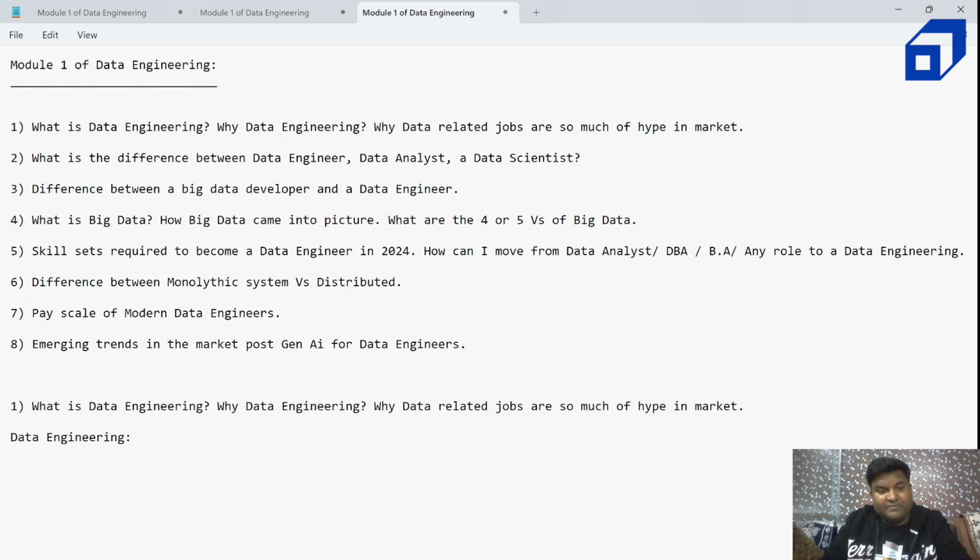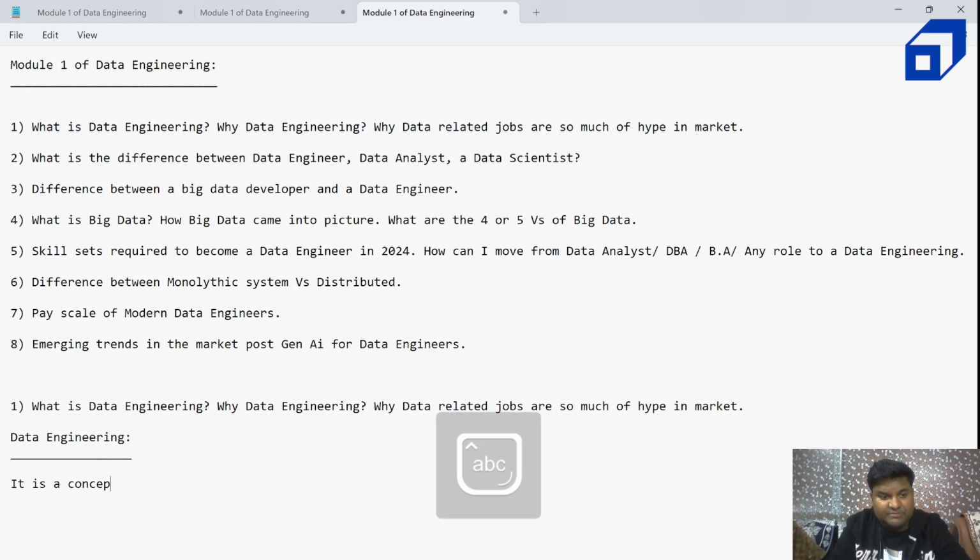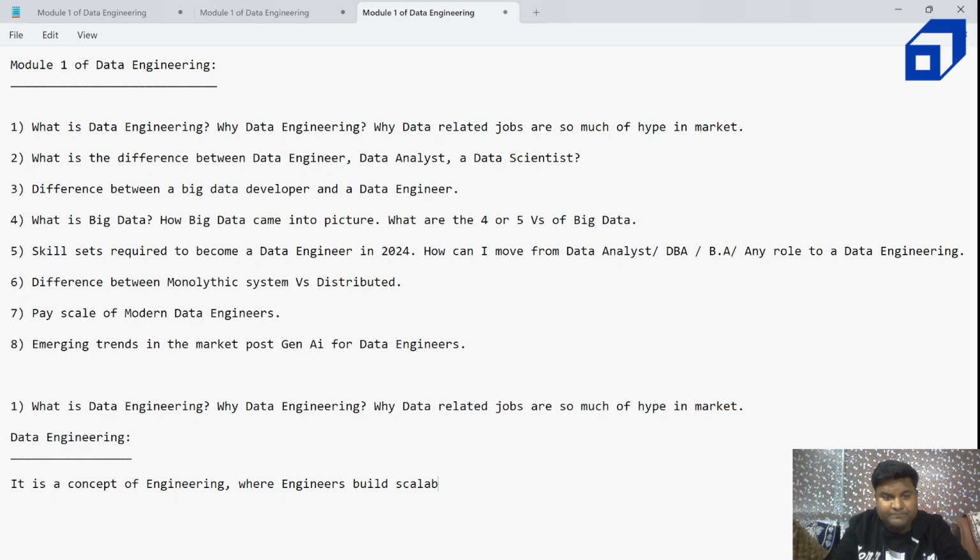So I can write here: data engineering. It is a concept of engineering where engineers build scalable, secured systems. I would also add resilient, basically fault tolerant systems, to collect the data, store the data, and process the data.